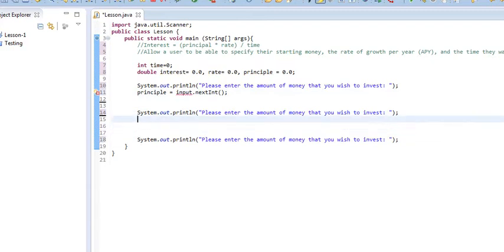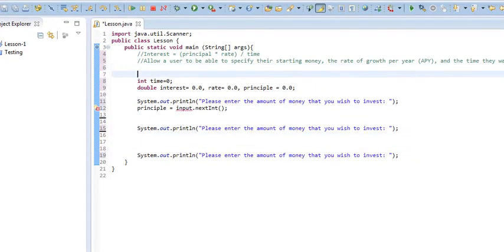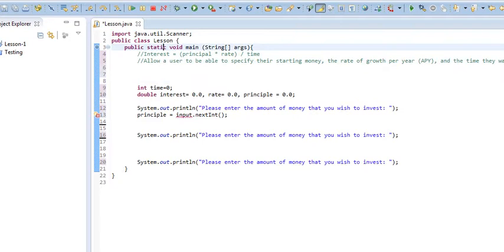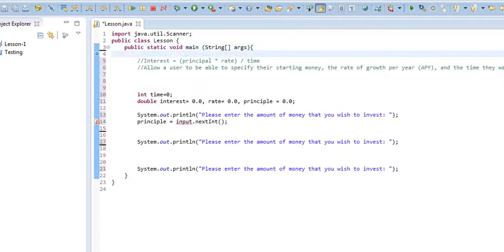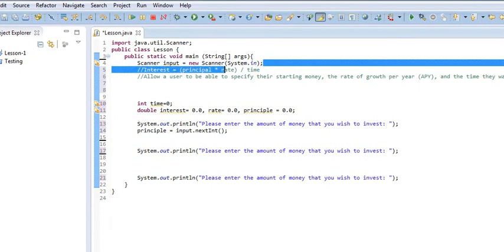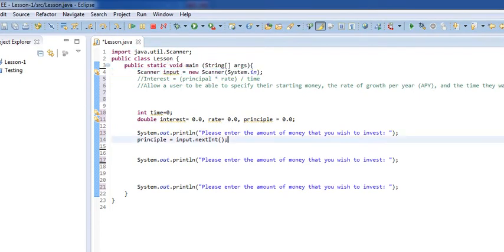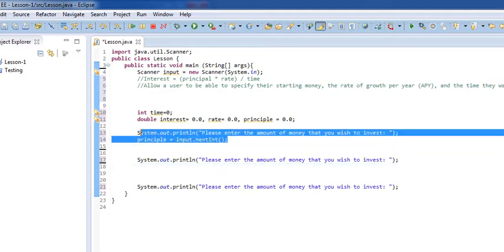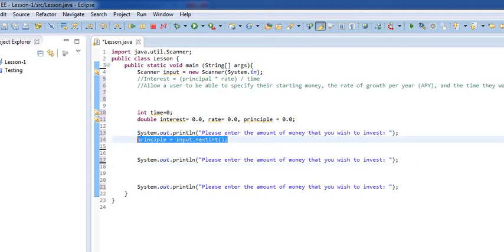After that, oh, I never specified what input was actually going to be. That would have been a good idea. So Scanner input equals new Scanner(System.in). Again, this is something that you really don't need to understand for the time. Just know that it exists, and know that we'll get to it sooner or later.